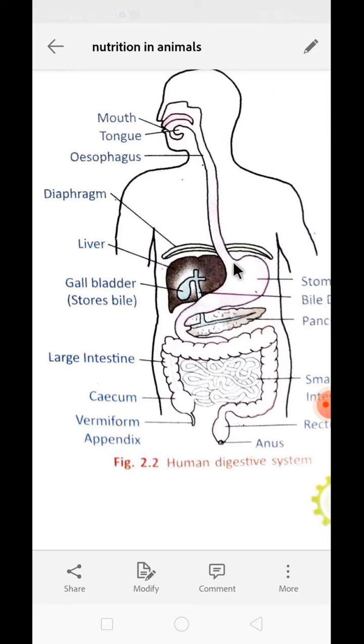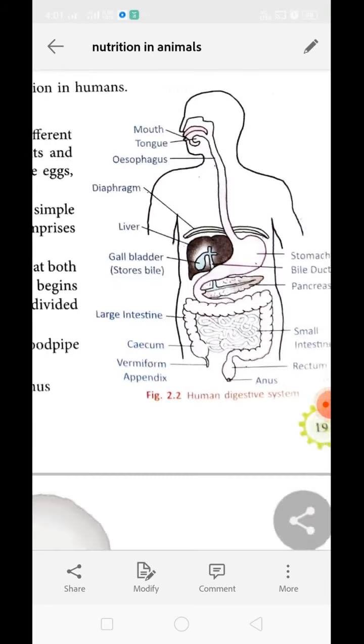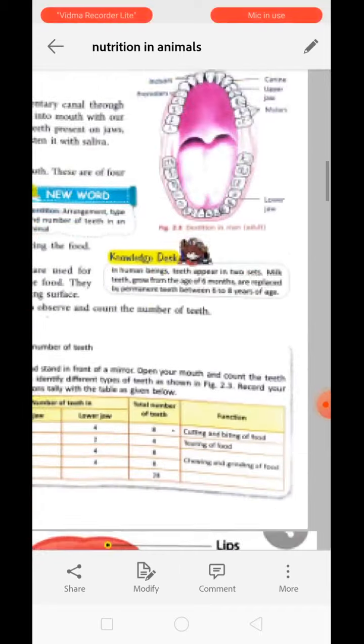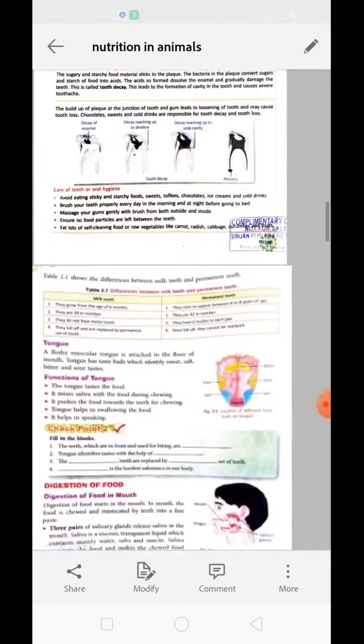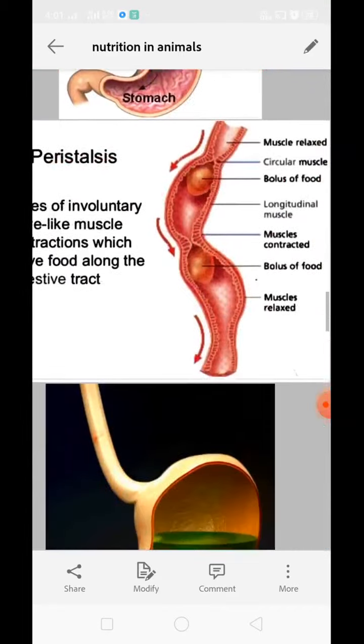So the stomach is present just below the diaphragm, right? It is a bag-like structure because it stores food for 3 to 4 hours. The lining of the stomach has digestive glands which secrete digestive juice, and the digestive juice includes hydrochloric acid, and this is what is filled into this bag-like structure.